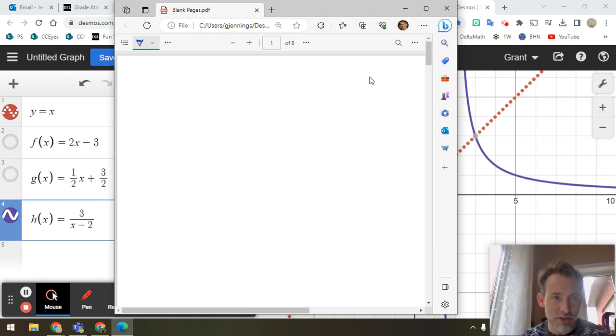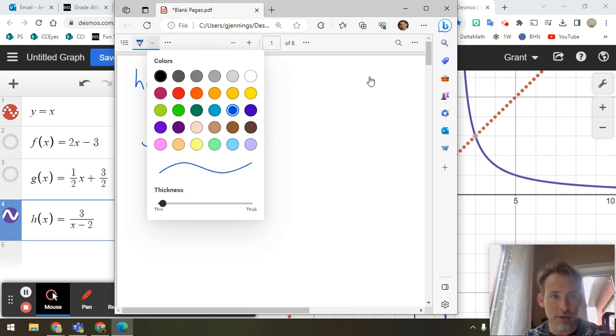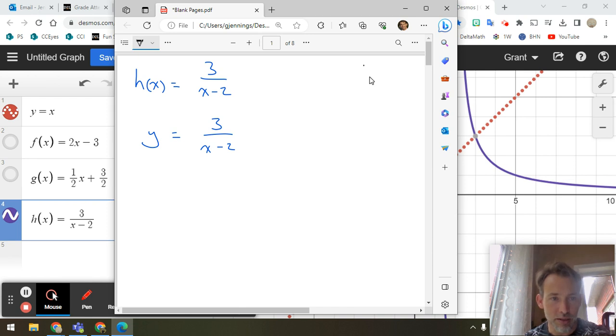So if h of x is equal to 3 over x minus 2, all right, so let's write it as y equals 3 over x minus 2. And then we'll switch the x and the y. And you'll know that I like switching my pen at this point. x equals 3 over y minus 2, because I've now actually created a new function. This is the inverse. Now let's multiply both sides by y minus 2.